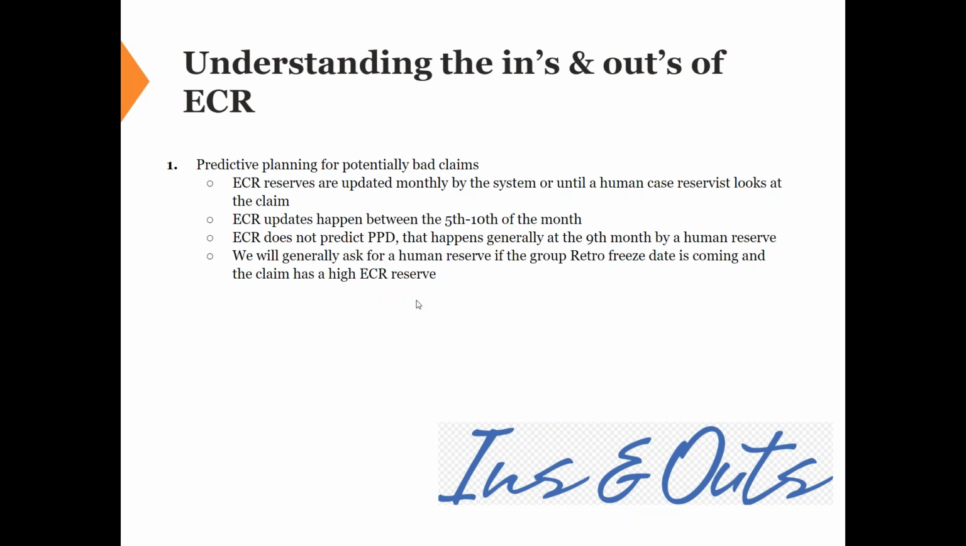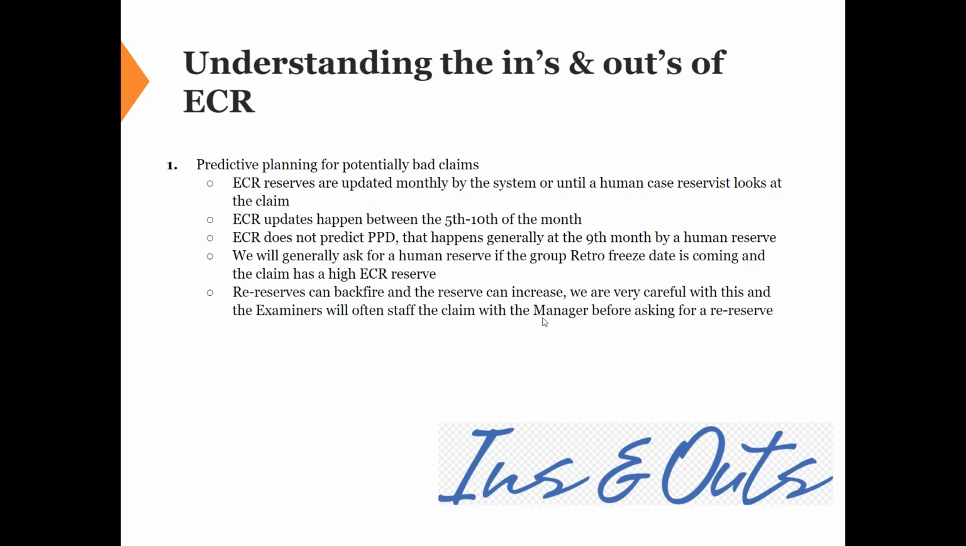So we will generally ask for a human reserve if the group retro freeze date is coming and the claim has a high ECR reserve. We have done this on approximately, I would say, 20 to 40 claims between the groups, where we have asked for kind of an emergency reserve to be done because the ECR reserve is not catching up with how quickly the employers are moving with light duty. So that will happen.